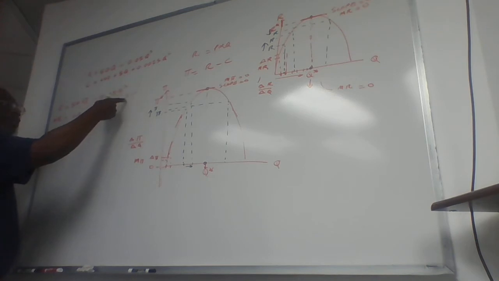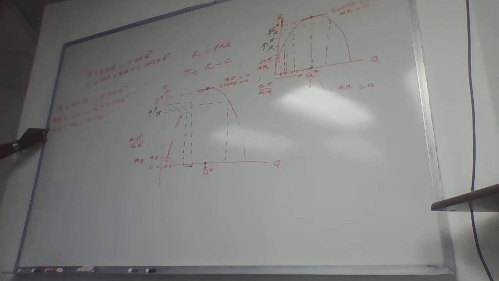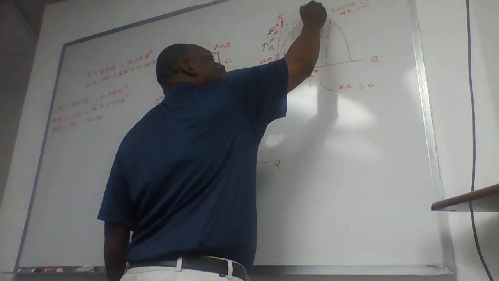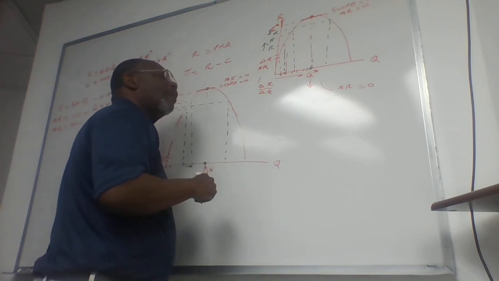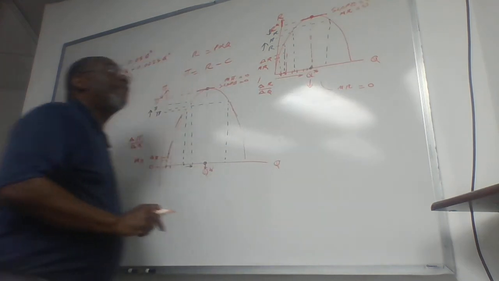2 minus 1 is 1. Anything raised to the power of 1 is just itself. Right? So you end up with a marginal revenue equation that looks like that. Now that you have your marginal revenue equation, you know now to find your Q star. I know I need to find this point on my marginal revenue equation, that is where the slope is equal to 0.